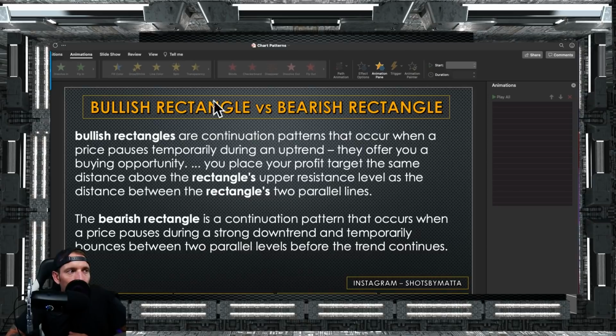So next we have the bullish rectangle versus the bearish rectangle. Bullish rectangles are continuation patterns that occur when price pauses temporarily during an uptrend. They offer you the buying opportunity. You place the profit target at the same distance above the rectangle's upper resistance level as the distance between the rectangle's two parallel lines. So let's go ahead and dive into it. Bearish is the exact opposite.